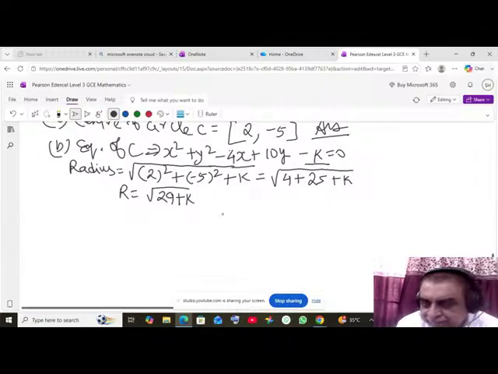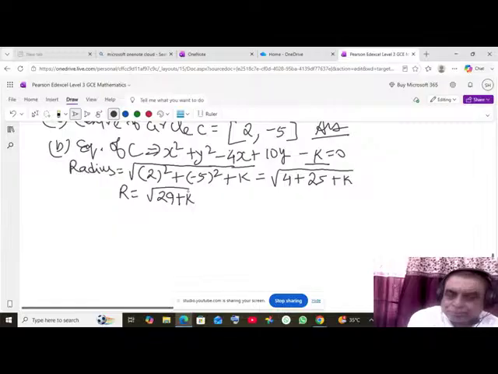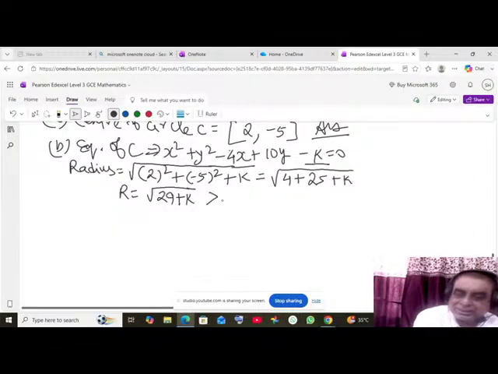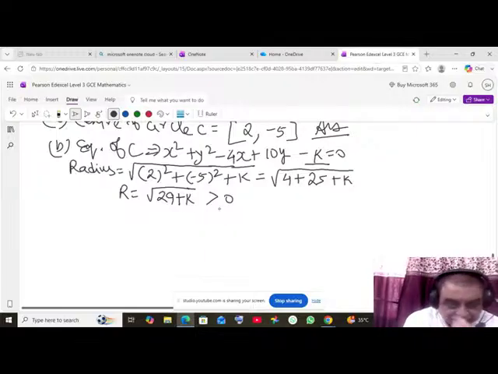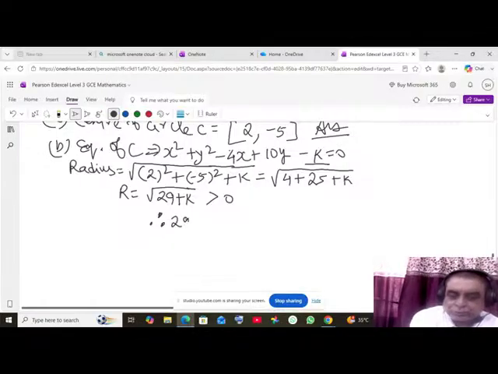Now remember it. For a real circle, the radius has to be always greater than 0. It cannot be equal to 0, otherwise it will be a point circle. But here we are told it is not a point circle. So the radius has to be greater than 0. So when the square root of 29 plus k is greater than 0, squaring both sides, 29 plus k will also be greater than 0.